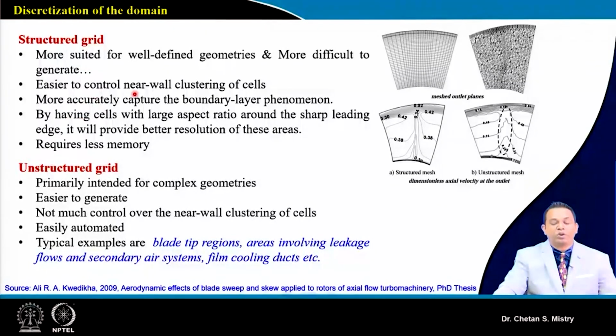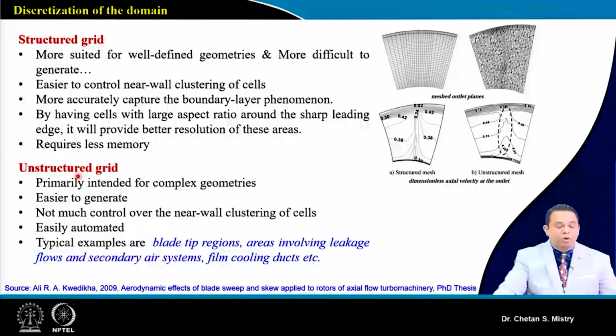It is easier to control near wall clustering of cells, and it more accurately captures the boundary layer phenomena. We will see what is the meaning of that. By having cells with the largest aspect ratio around the sharp leading edge, it will provide better resolution in that particular area. If we consider transonic kind of aerofoils, in which we have a sharp leading edge, even a sharp trailing edge, there in order to capture the details, it is more important to have such a structured configuration, and it requires comparatively less memory.